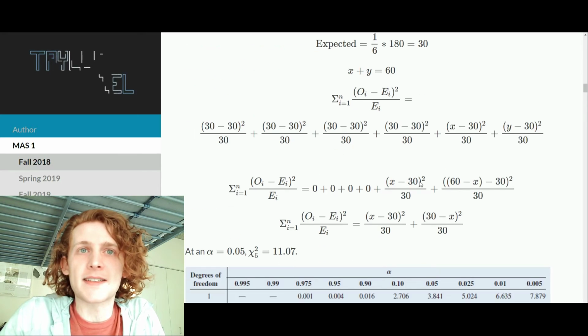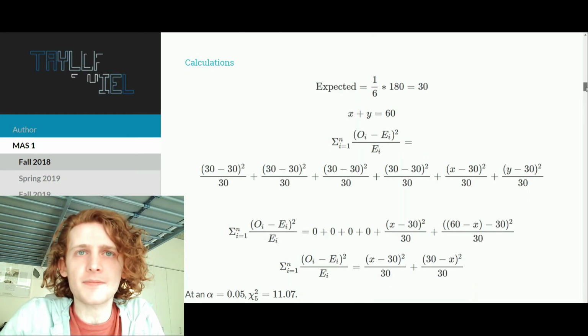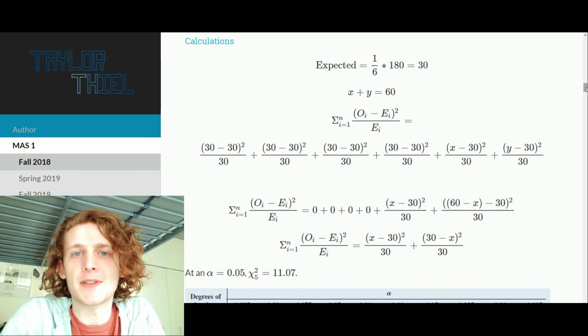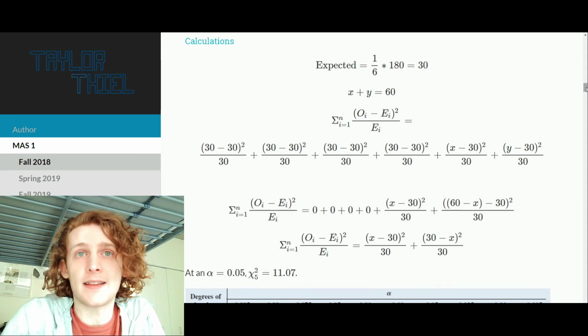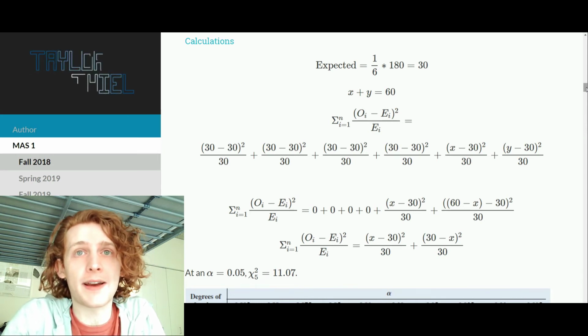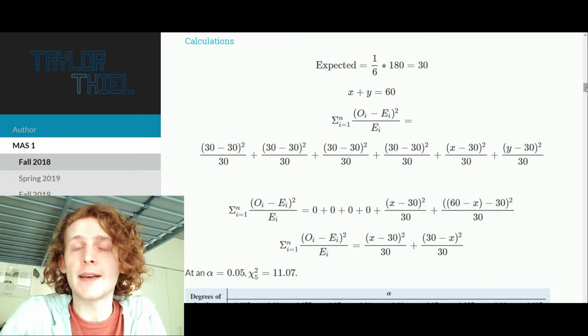So with all that said, we can jump into the problem. First off, we want to know our expected values. Since the null hypothesis is that this is a fair die, each side of the die has a 1 in 6 chance of showing up. Of 180 trials, that results in 30. So our expected value is 30 for 5s as well as 6s.